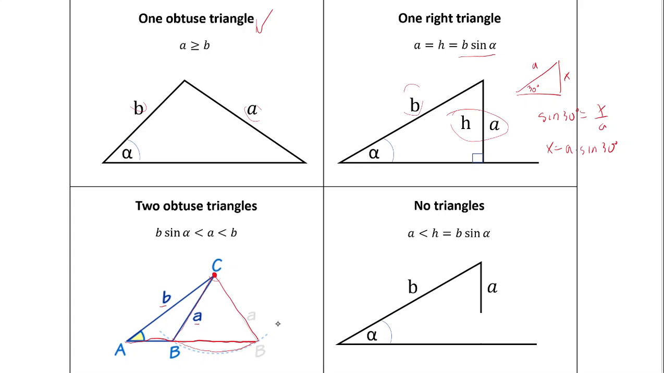And then the last situation is when A just is not long enough to connect to C at all. So the side length of A in this drawing is not enough to constitute a triangle.